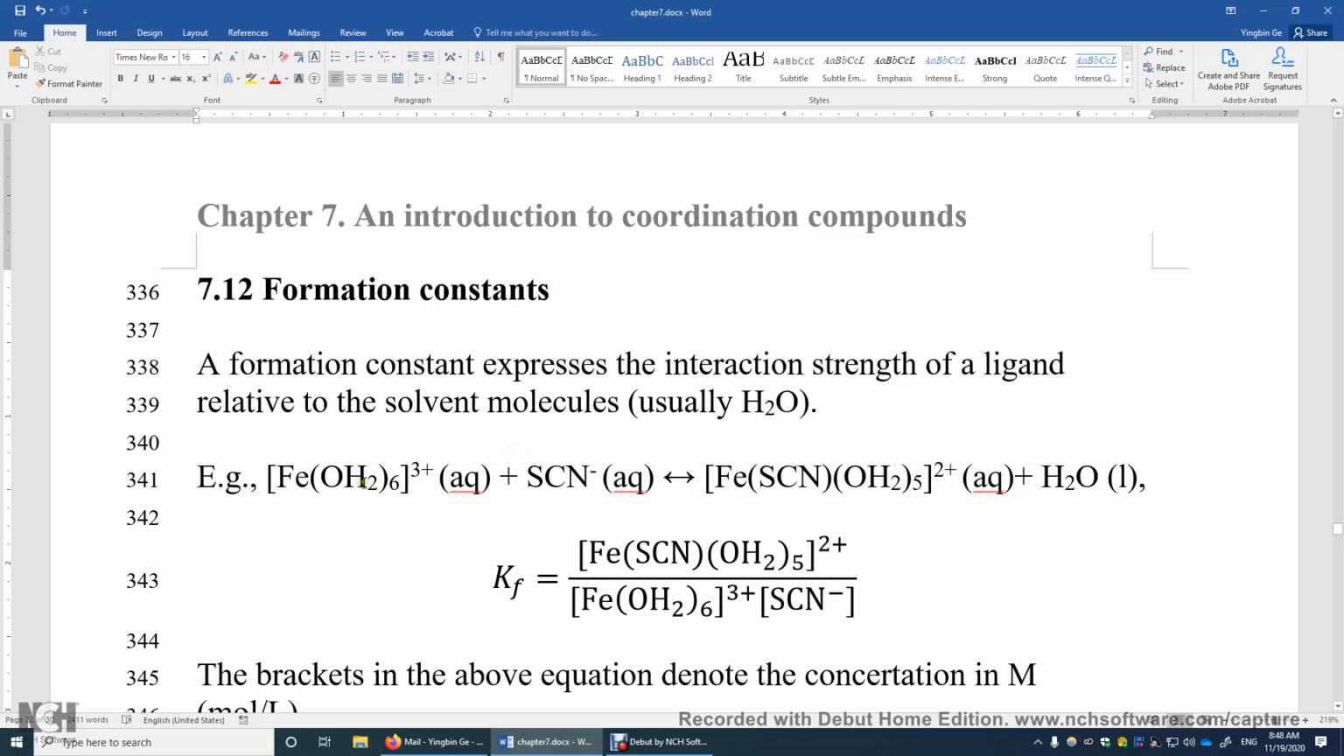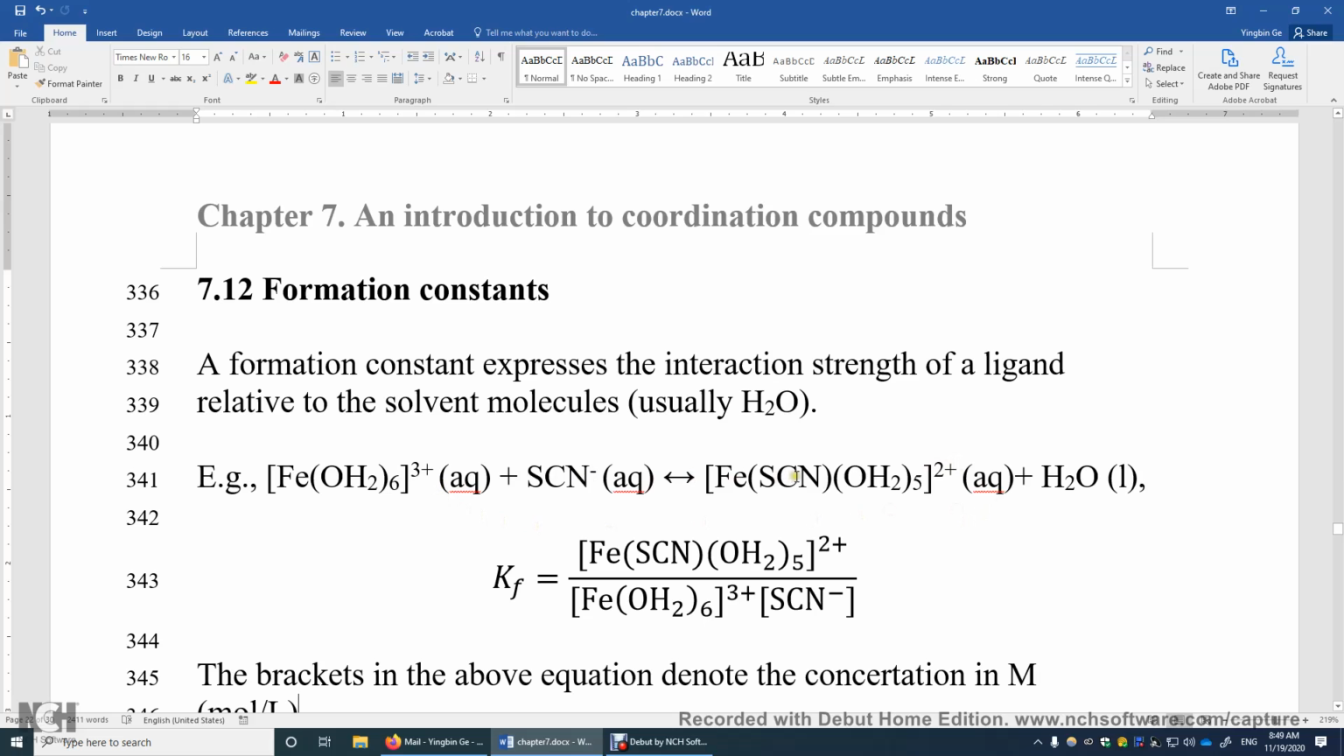This is hexa-aqua iron 3 reacting with this ligand, thiocyanidal, and then forms this transition metal complex. Now you have only 5 water ligands and this new ligand SCN. The name of this is penta-aqua thiocyanidal iron 3. Well, you see there are 2 plus charges here, but this SCN has a -1 charge. Therefore, this iron still has a 3 plus charge. Plus 3 minus 1 is equal to plus 2.